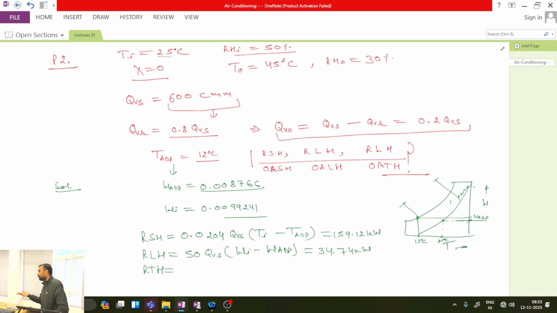What is the room total load? RSH plus RLH. So you just need to add these two values. How much is it? 193.8.